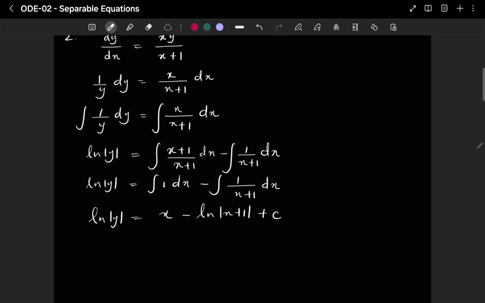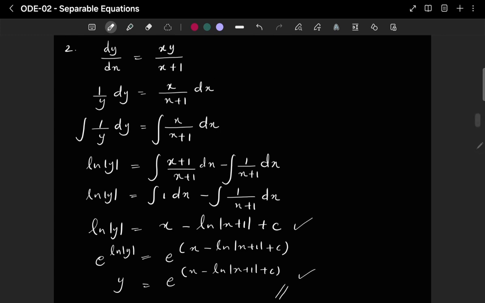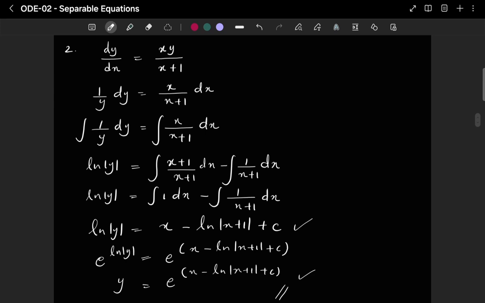Here also we can keep the solution as it is in the implicit form, or we can exponentiate both sides. e to the power ln y equals e to the power (x minus ln(x plus 1) plus c), and here we get y equals e to the power (x minus ln(x plus 1) plus c). We can keep it like this, or we can keep it like that, both are okay. So that is how we solve the second question of the separable equations.